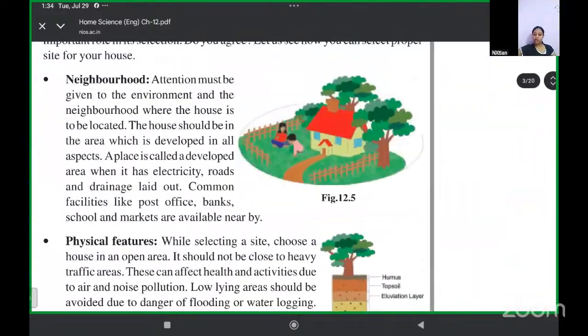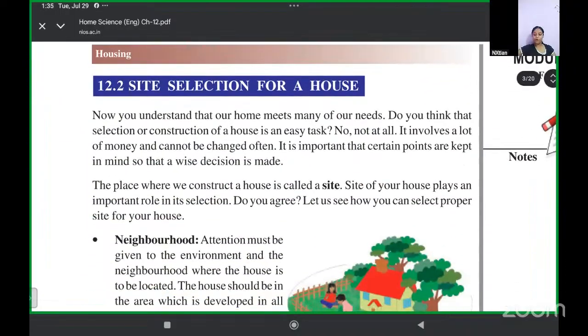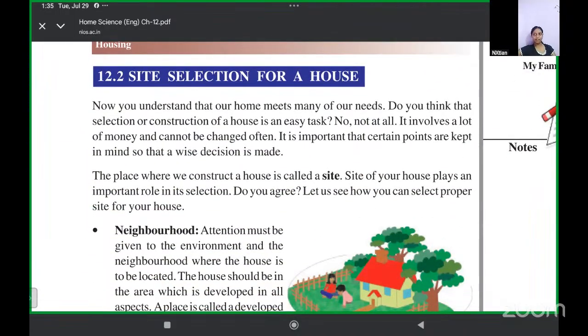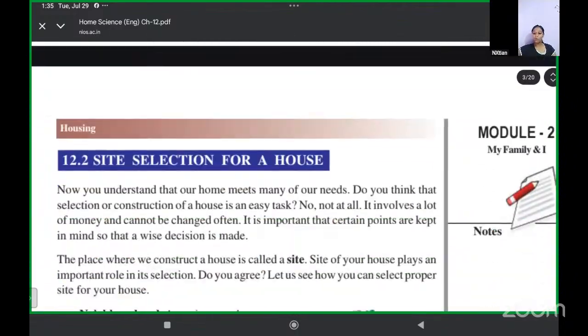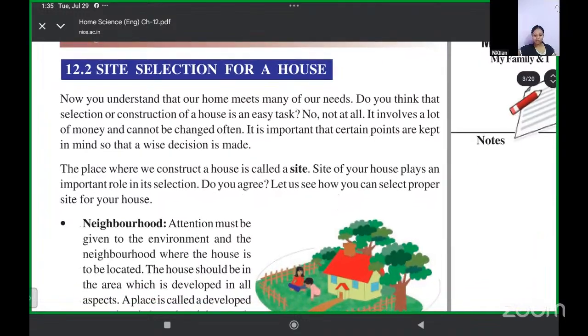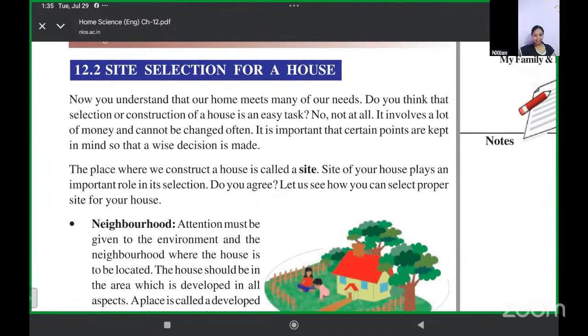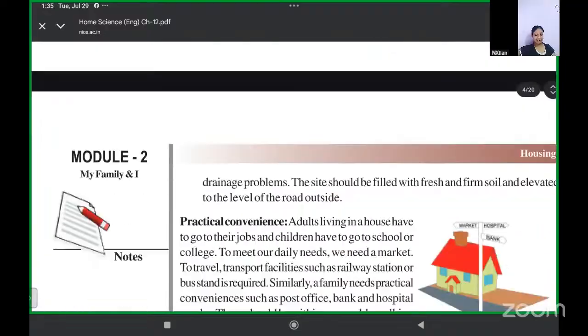We did the selection of a house, the things to consider for the selection of a house. Did you say yes or no? No, I don't have any doubts. Okay, so we did functions of a home. We did how to select a site for a house, site selection.